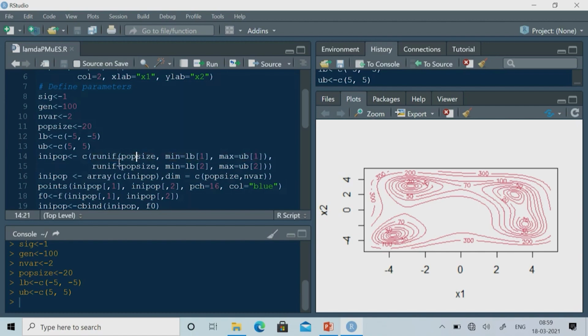How many random values am I generating? I am generating random values equal to the population size. That means, suppose the population size is 20, I will generate 20 solutions.